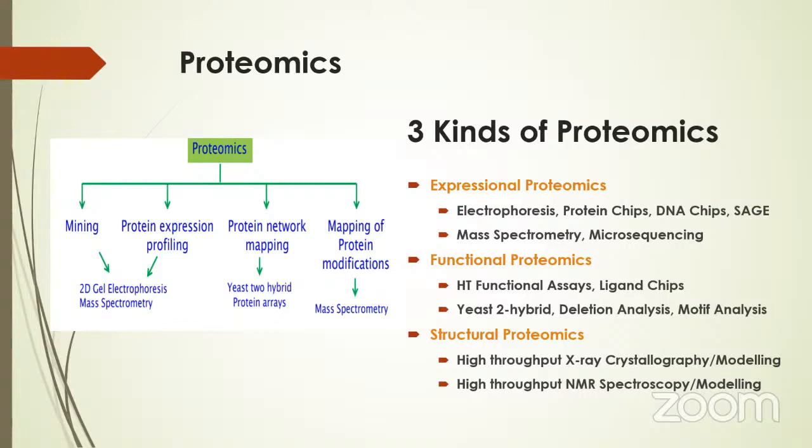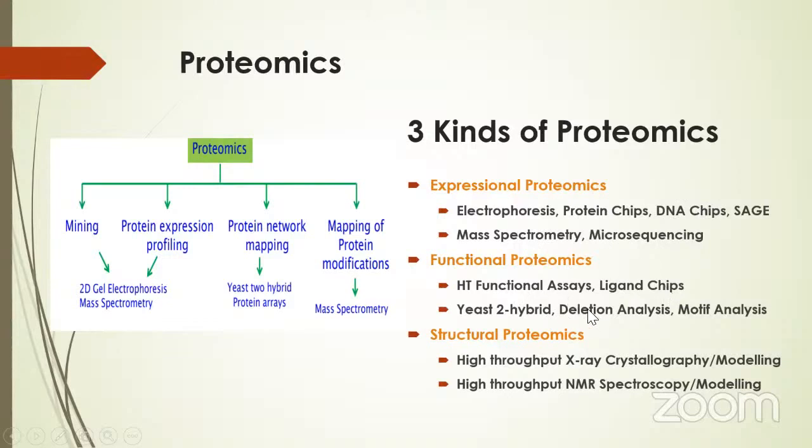Sanger-based protein sequencing is also there, and mass spectrometry is also there to identify the sequence of the protein. So for expression proteomics: electrophoresis, protein chips, DNA chips, SAGE can also be done not only for RNA but protein also, mass spectrometry, microsequencing. These are for expression proteomics, where you have to check the expression.